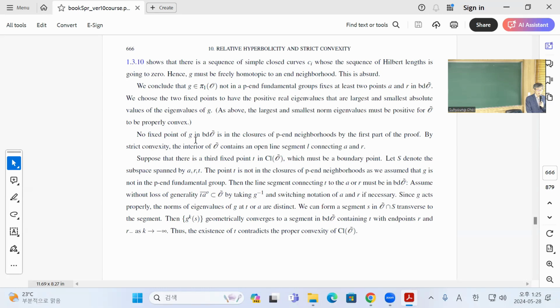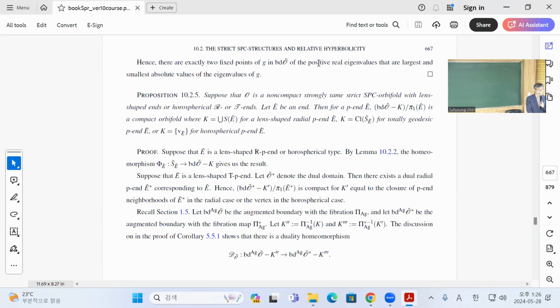And so then you show that there cannot be any other fixed point in the boundary. If you look at the subspace spanned by these, the line segments connecting to A must be in this boundary, because if not, then you can keep acting by the group element to get a contradiction and violate the proper convexity. So therefore, there are just two eigenvalues, the largest and the smallest eigenvalue.